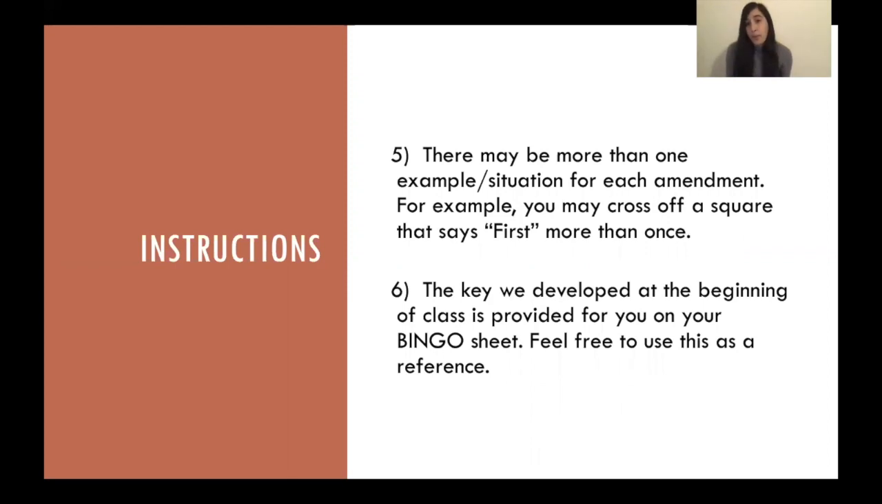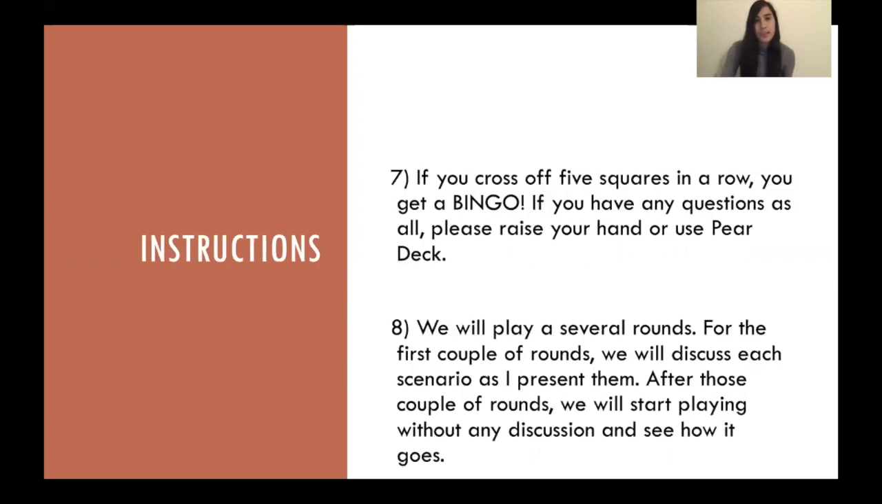There may be more than one example/situation for each amendment. So for example, you may cross off a square that says First more than once. The key we developed at the beginning of the class is provided for you on your bingo sheet. Like I said before, please feel free to use this as a reference anytime you need. If you cross off 5 squares in a row, you get a bingo. If you have any questions at all, please raise your hand or use Pear Deck.